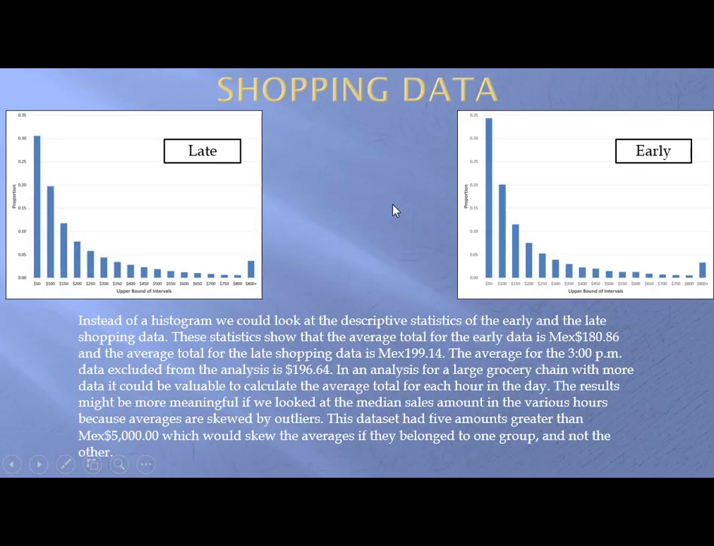This was another example that I included, and I enjoyed it. I looked at shopping data, and the details are given in the chapter. I simply wanted to know whether the people that came shopping early spent more or less on average than the people shopping late. Indeed, I could simply do the calculation. I can calculate the average, and I can see the average for the early was 180 and the average for the late was 199. So this tells me that the later people do spend more on average.